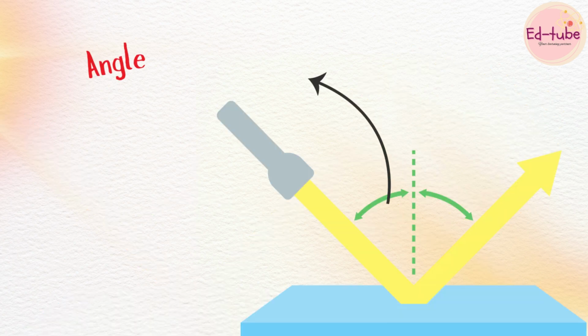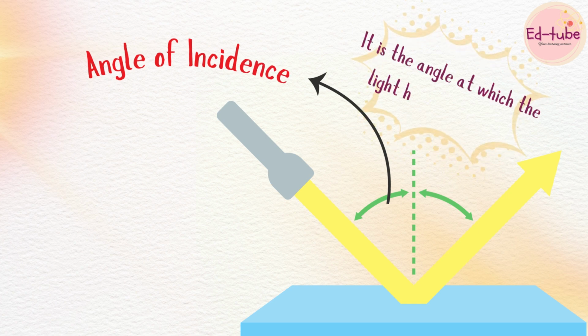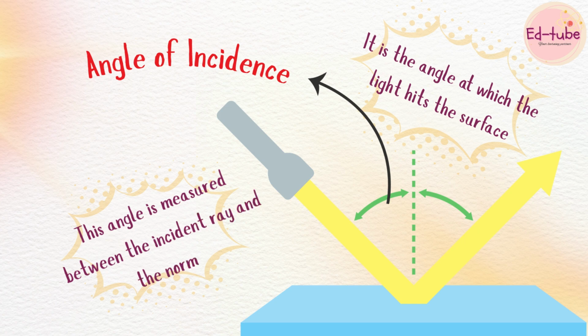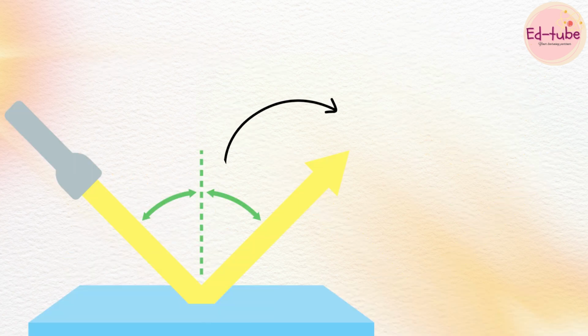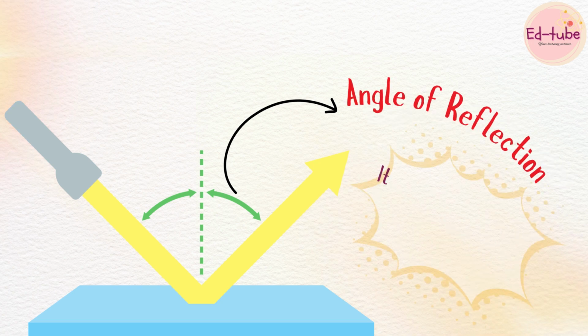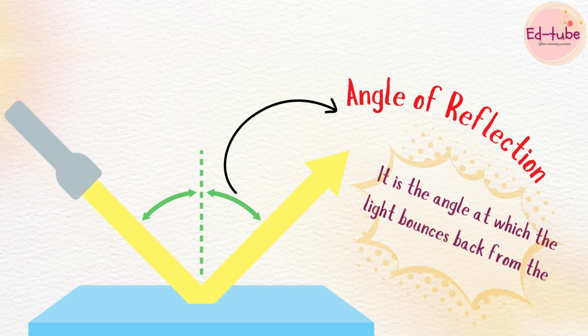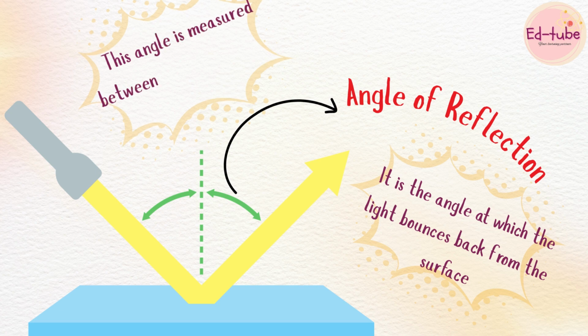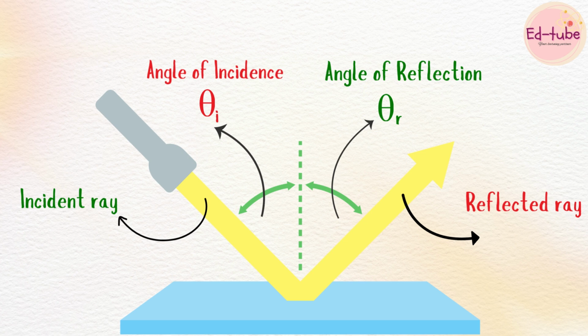Angle of incidence. It is the angle between the incident ray and the normal to the surface. It is measured between the incident ray and the normal, and it determines the angle at which light hits the surface. Angle of reflection. Angle of reflection is the angle between the reflected ray and the normal to the surface. It is measured between the reflected ray and the normal. It determines the angle at which light bounces back from the surface. So here is a glance on the key aspects of reflection.